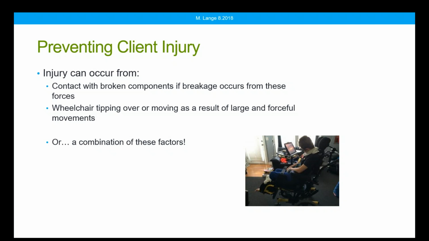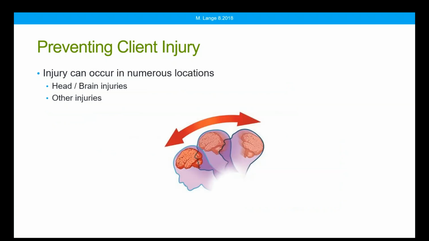Some of our clients use such large or forceful movements that they bounce their chair across the room, and sometimes this can result in the wheelchair tipping. The client can then be injured during that tippage, and there can certainly be a combination of these factors. We can also have injury that occurs just from these sustained forces. That amount of force can lead to injury of various areas of the body. This can include the head, the brain specifically, and other injuries.